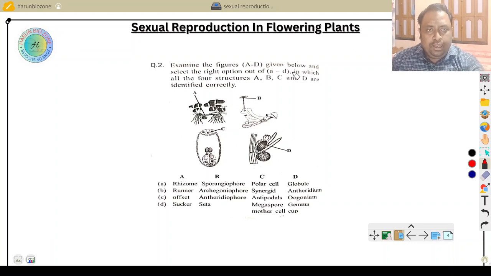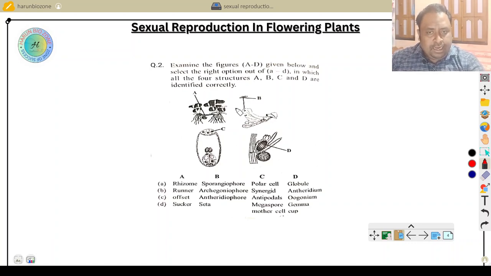Examine the figure given below and select the right option out of A to D in which all the four structures A, B, C and D are identified correctly. So here this is Eichhornia crassipes, that is offset. This is Marchantia, that means bryophyte.